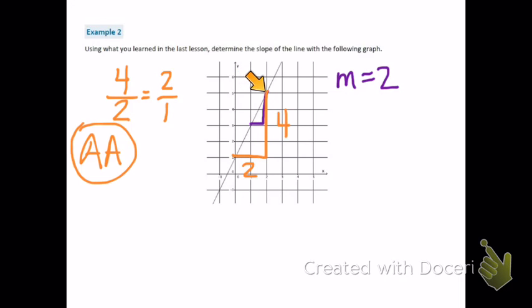Well, what does that do for me? Well, when I have similar triangles, I know that the ratios of corresponding sides will be proportionate. And so I can look at the ratio of the long side to the short side here, and notice that 4 to 2 is going to be congruent to 2 to 1. So this isn't going to only hold for this particular line, it's going to hold for any line that we look at. So let's look at another example.